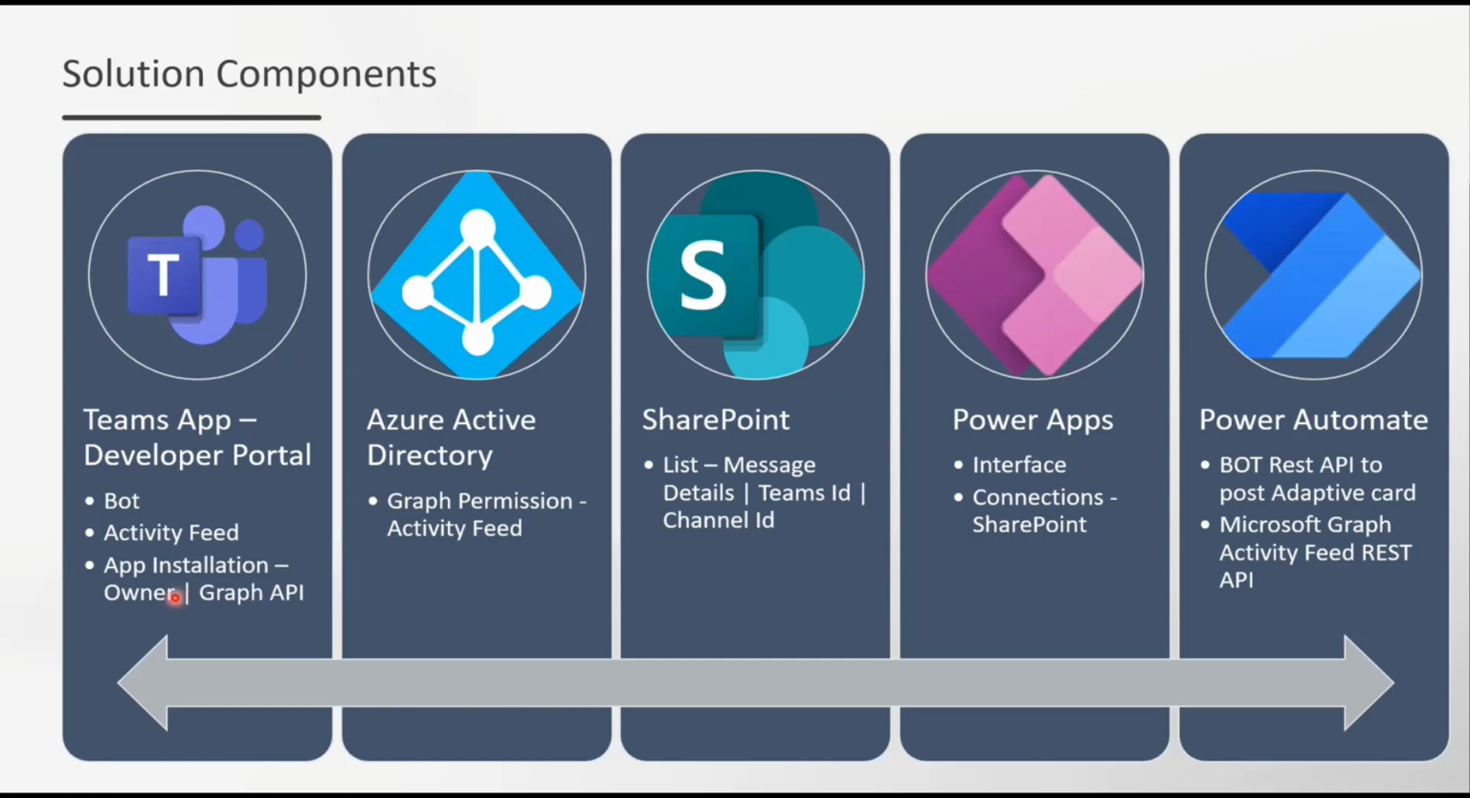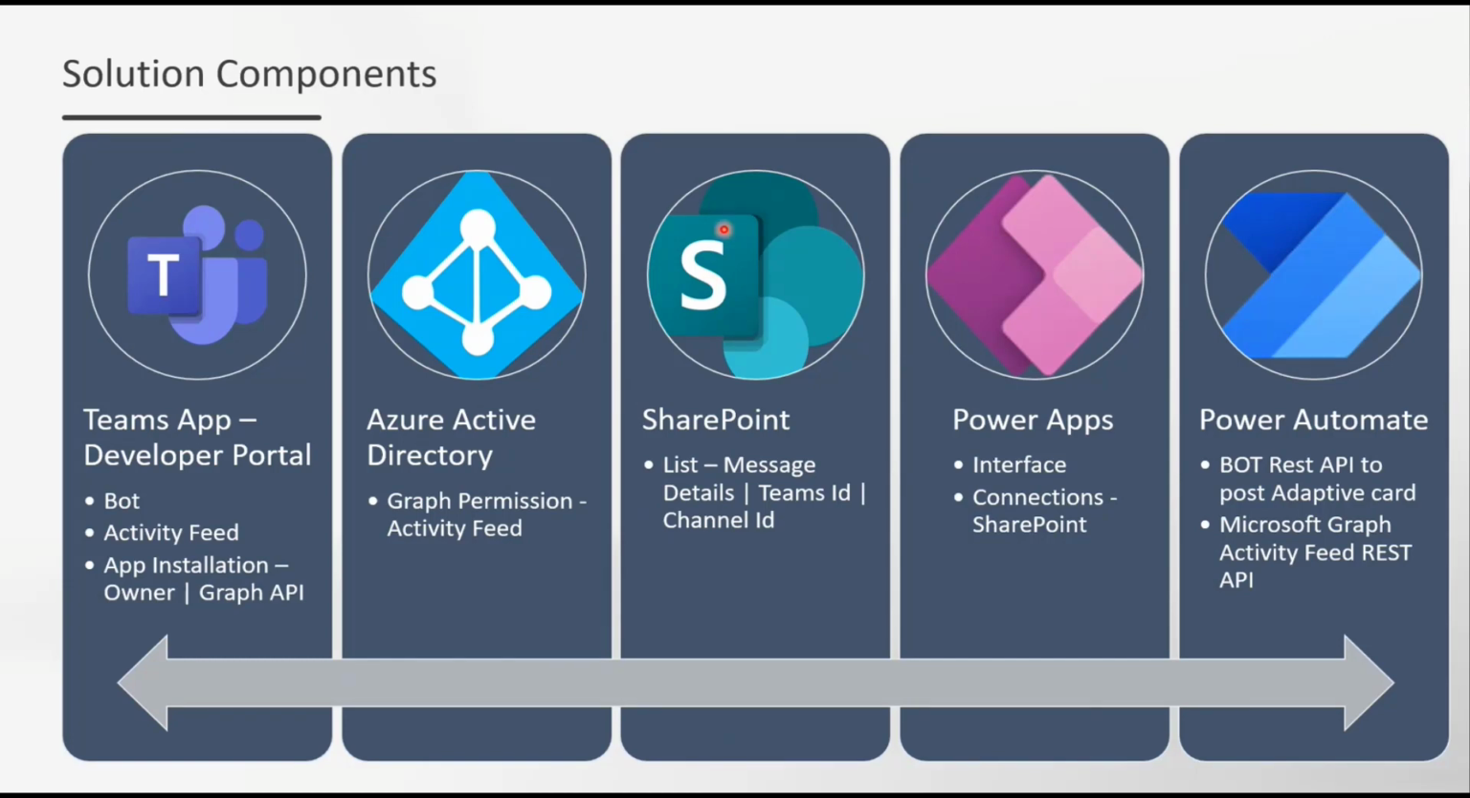The first way is, as an owner of a team, you can install it by yourself. Or if you want to have this as an enterprise scale app, if you have like 5,000 stores or 10,000 stores, you can install this particular Teams app using a Graph API to all of those selected teams. Right, and then we have an Active Directory app. This particular app is responsible for sending the activity feed.